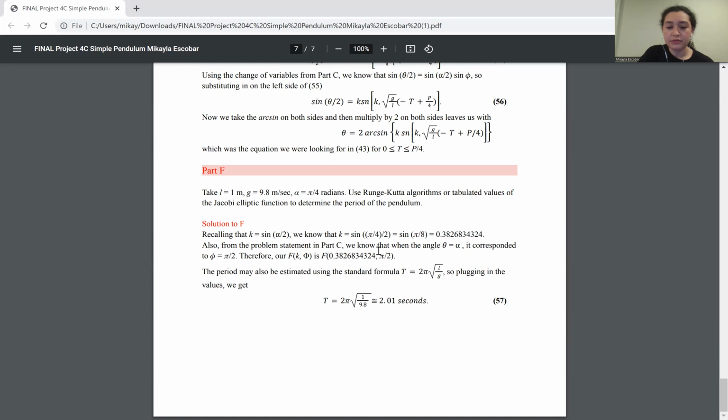Now, we're supposed to use the tabulated values of the Jacobi elliptic function to be able to find the period of the pendulum, although that was a bit tricky. So just estimating the period using the standard formula, T = 2π√(L/g), we're going to plug in the values that we have, and we get that the period is approximately 2.01 seconds.